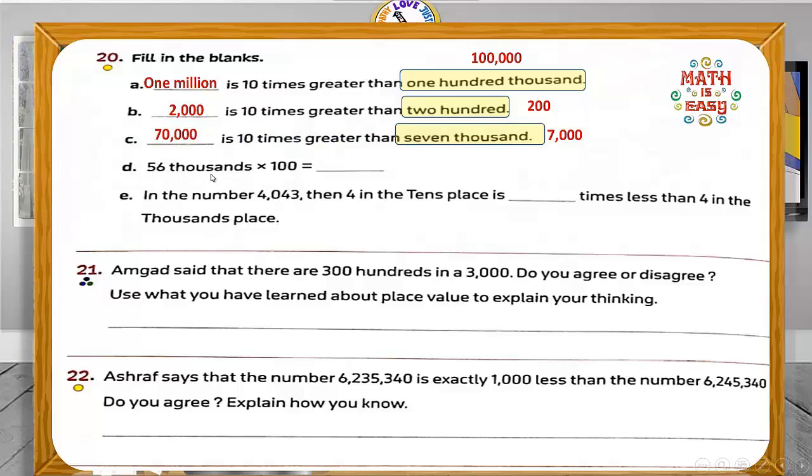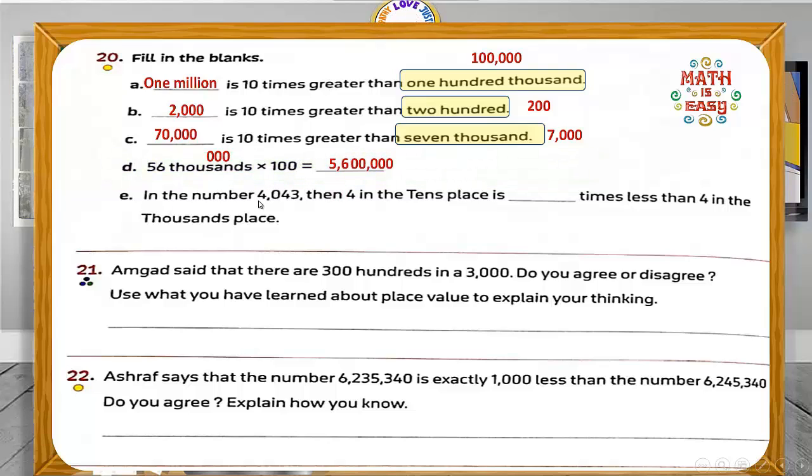56,000. Thousands, we said 3 zeros. Multiply or times 100. If you multiply, you should add the zeros together and put 5 zeros out. We have here 3 and 2 gives you 5 zeros, and 1 times 56 equals 56.